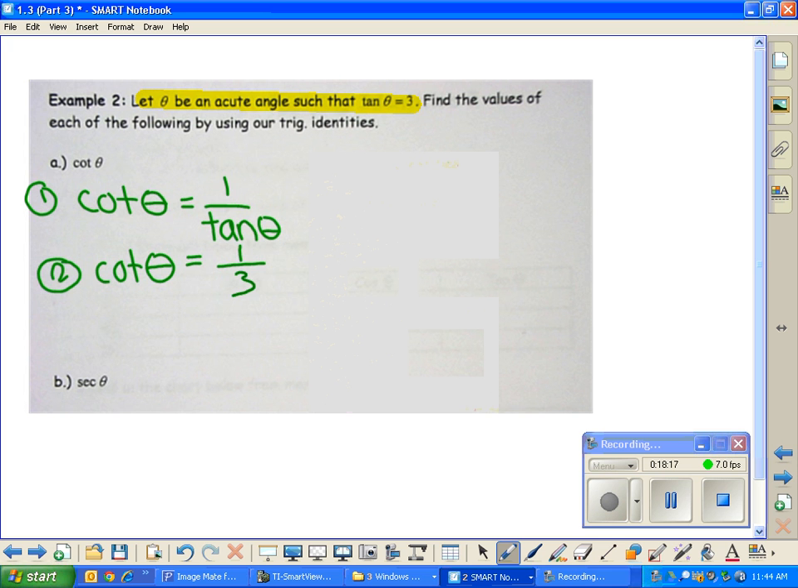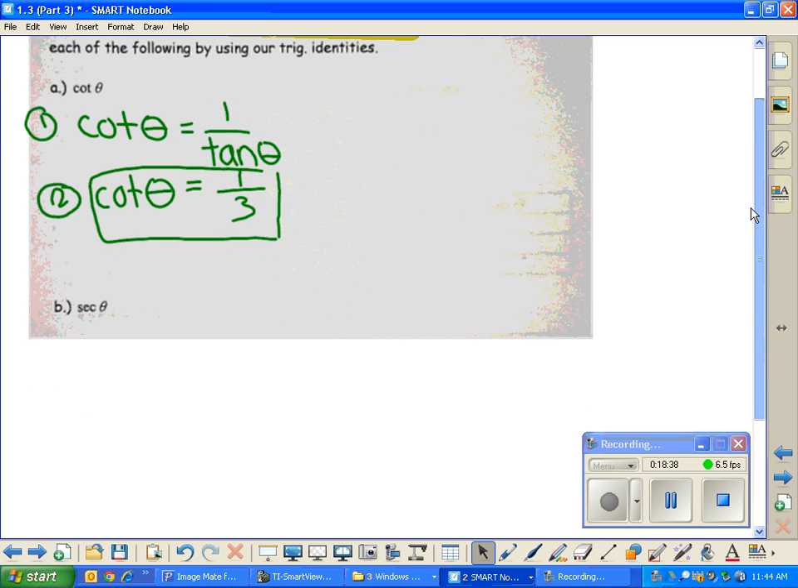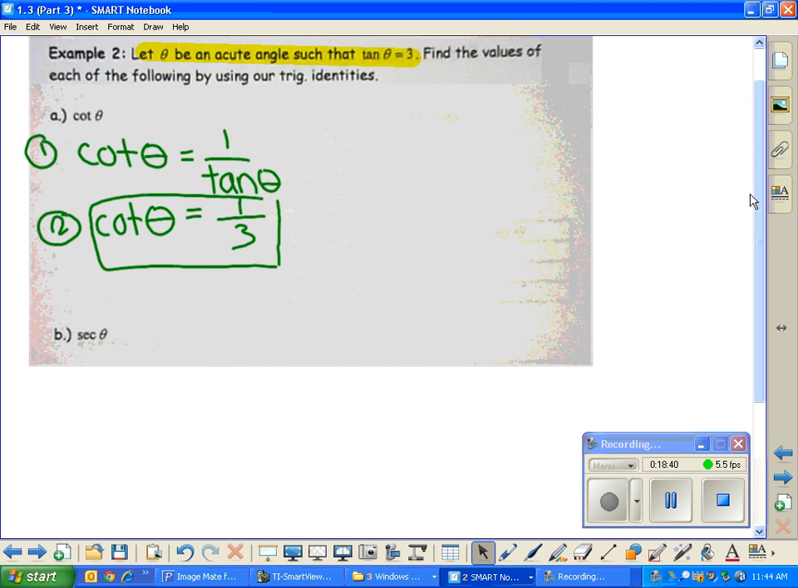In step 3, we don't need to do because that's done. You could write it as a decimal if you so choose, but that's just fine as your answer, 1/3. The trickiest part really is finding the relationship between the given and the unknown. If you could take a moment to do part B, secant of theta. So you're given tangent of theta and you gotta find secant of theta.